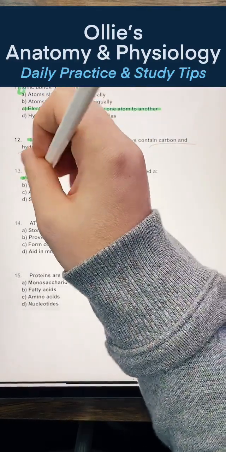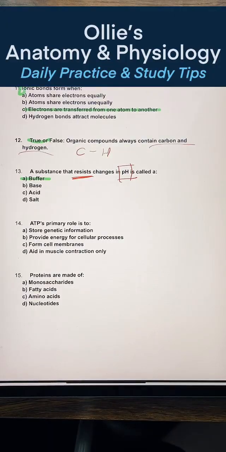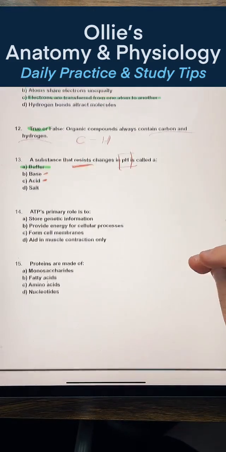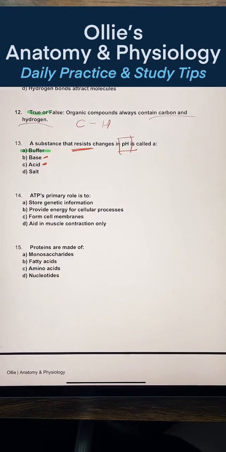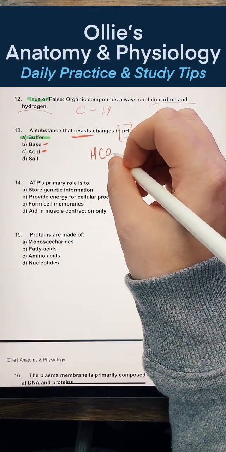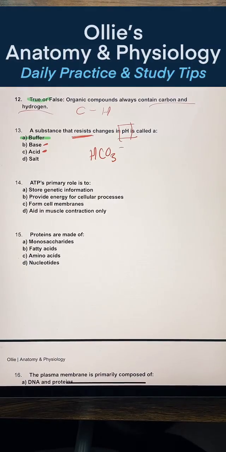Number 13, the answer is a buffer. A buffer is going to maintain a stable pH, essentially by neutralizing a base or an acid. Number 14, our ATP, adenosine triphosphate. Its primary role is to what in our body? A, B, C, or D? We're testing these concepts in the body. So an example of a buffer would be your bicarbonate buffer system, your HCO3 negative. This is going to help balance the pH in your blood.